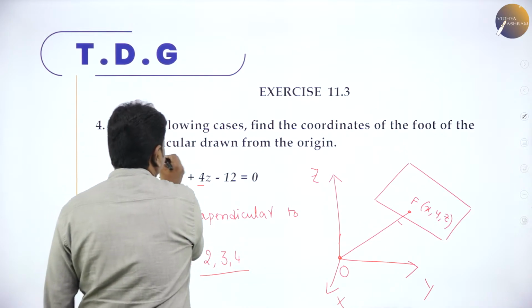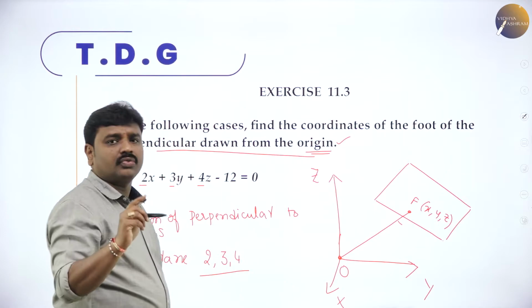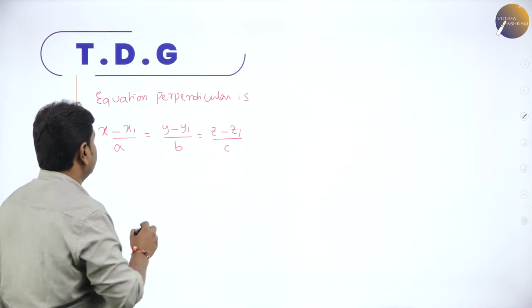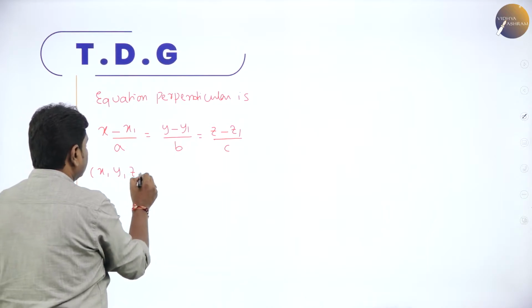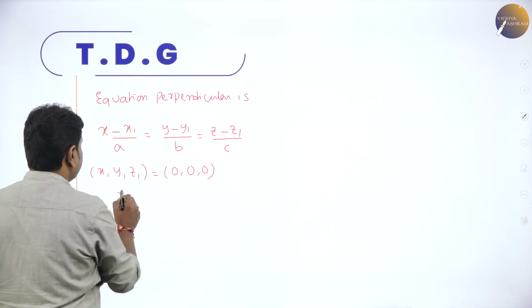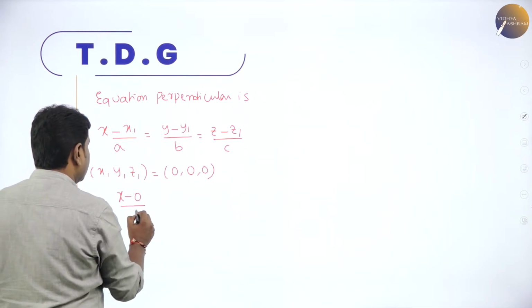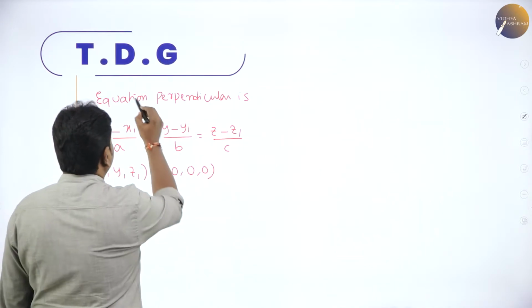They want you to draw the perpendicular from where? Origin. In the problem they told origin. So one of the points is what? Origin. So x1, y1, z1 is the origin. What is origin? 0, 0, 0. So if I substitute, it will become x minus 0 by a. The direction ratios of the normal are 2, 3, 4. So we have a, b, c also.